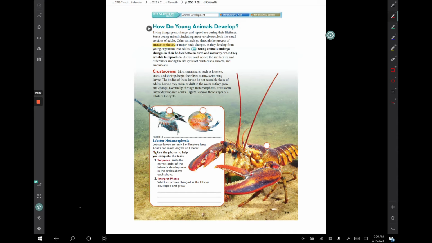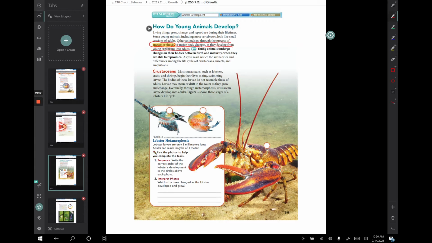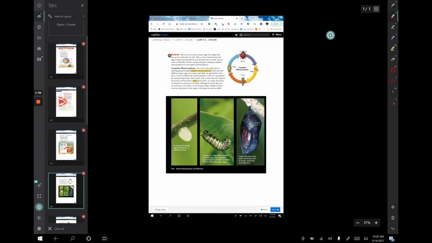But there are animals that go through a process that's called metamorphosis, or major body changes as they develop from young organisms to adults, which means that the young don't look anything like what they're going to look like when they become full grown. So we're going to look at a few different types of metamorphosis. And the first that we want to look at is what's called complete metamorphosis that we see in some insects.